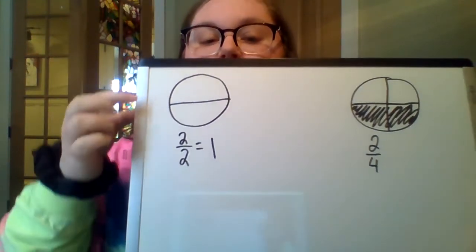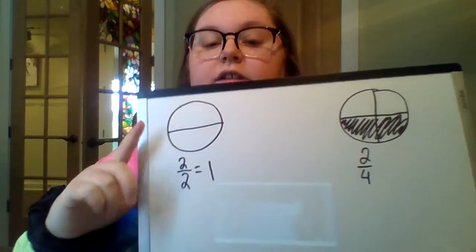So today we're doing lesson 103, which is fractions equal to 1 and fractions equal to 1/2. The new concept we're learning today is how to differentiate fractions that equal 1 and fractions that equal 1/2. If the numerator, which is our top number, and our denominator, which is our bottom number, are the same, they're always going to equal 1. So if I have 2 over 2, I have 2 parts to my circle, it's always going to equal 1.